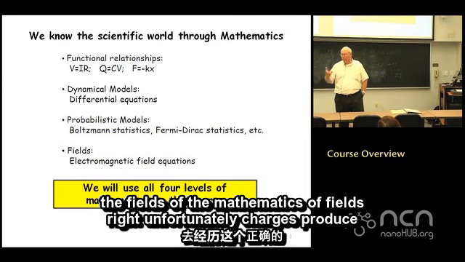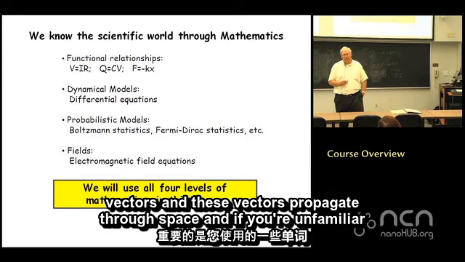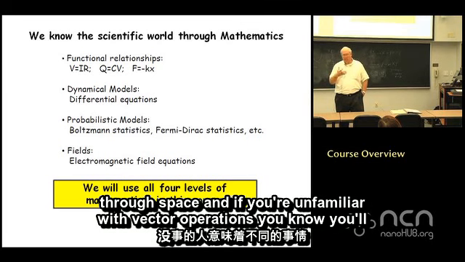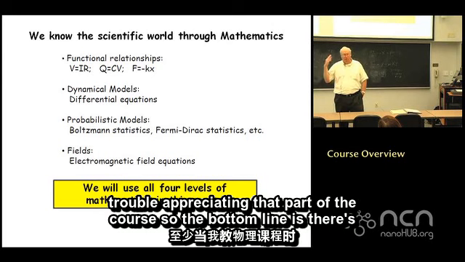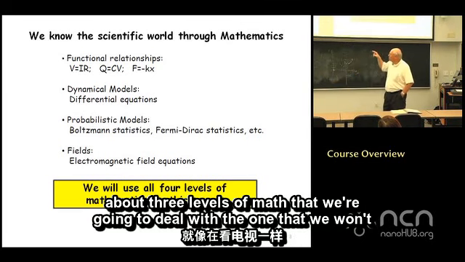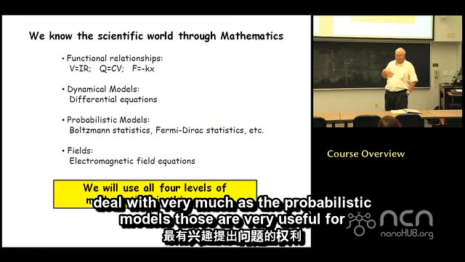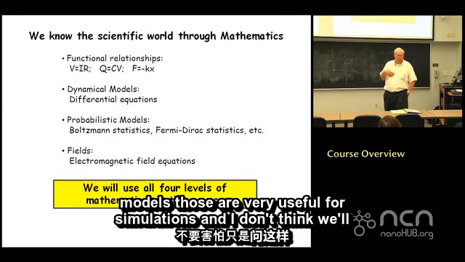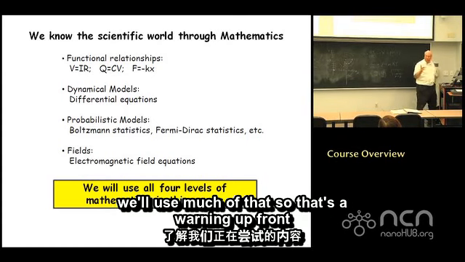Unfortunately, charges produce electric fields. Electric fields are vectors, and these vectors propagate through space. If you're unfamiliar with vector operations, you'll have trouble appreciating that part of the course. So the bottom line is there are about 3 levels of math that we're going to deal with. The one that we won't deal with very much is the probabilistic models. Those are very useful for simulations, and I don't think we'll use much of that. So that's a warning up front.